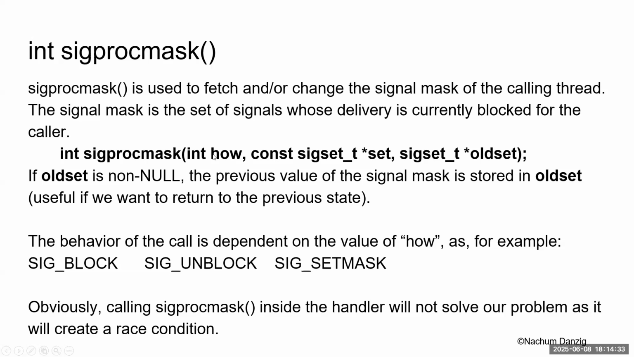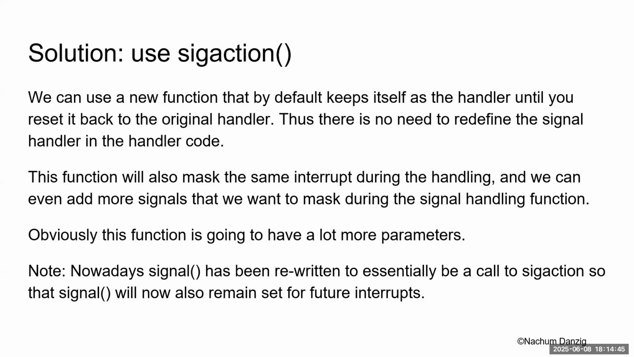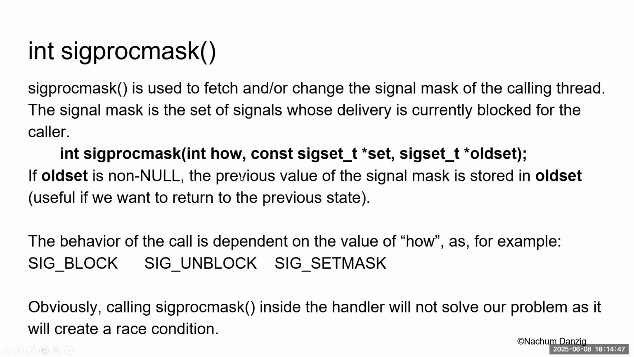So again, I would write how, let's say block, and then here I make a set of signals that I want to block. But the set would be all the signal numbers that I want to block. But this method is no good because of what I said. It doesn't actually help solve our problem because we'll have a race condition.